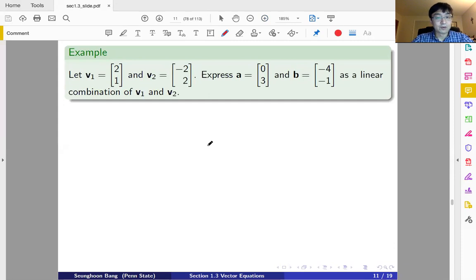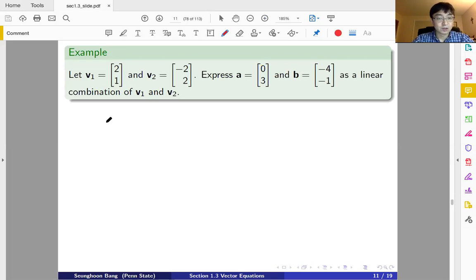Let vector v1 be (2, 1) and vector v2 be (-2, 2). Express a and b as linear combinations of vector v1 and vector v2. So how can we solve this problem? Two methods are possible. The first is the geometric method, and the second is the algebraic method. I will explain the solution using the geometric method first. So how can you do that?